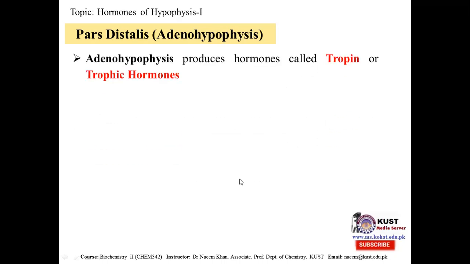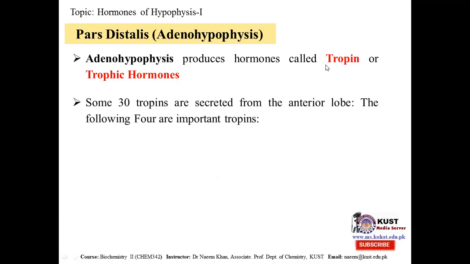Pars distalis is continued. This part produces hormones which are typically known as tropins, or tropic hormones. Basically, these hormones are under the control of the hormones from the hypothalamus. That's why they are called tropins, or tropic hormones, and they actually control the activities of other endocrine glands. That's why they are so named.